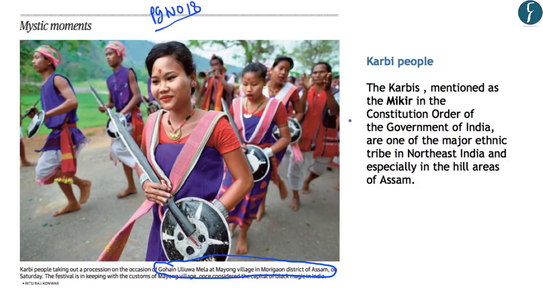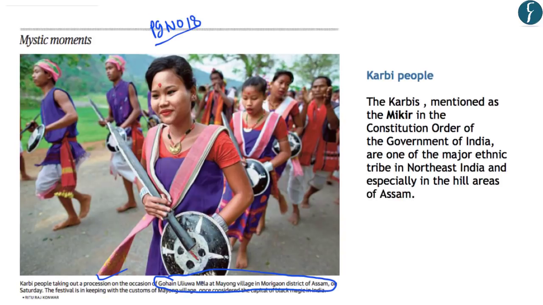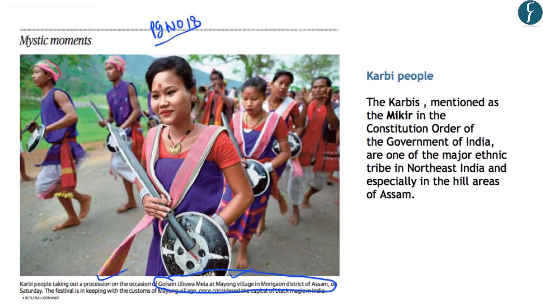Now this picture on page number 18 throws light on a procession which is taken out on the occasion of Gohain Uliuwa Mela at the Mayong village in Morrigaon district of Assam. This procession is taken out by the Karbi people of Assam. The celebration of this festival throws light on the customs of the Mayong village, which was once considered to be the capital of black magic in India.